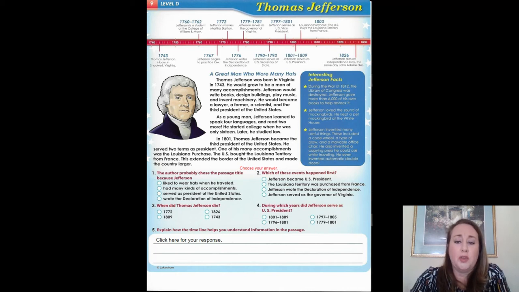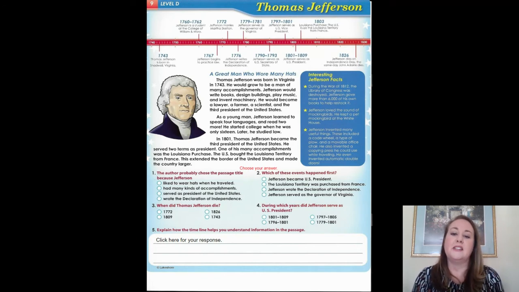So in 1803 is when he buys the Louisiana Territory from France. So that was one of his many accomplishments that we see in the timeline and also in the passage. One thing it doesn't include is when he passed away. That is included in our timeline, and we see that in 1826, that is when Thomas Jefferson died.